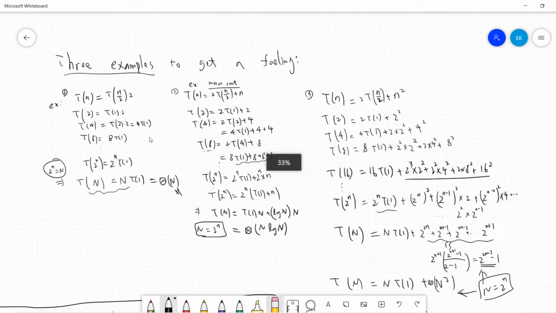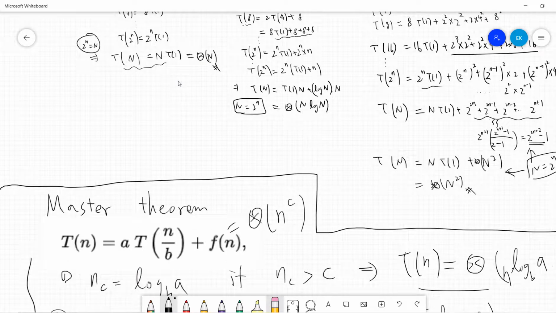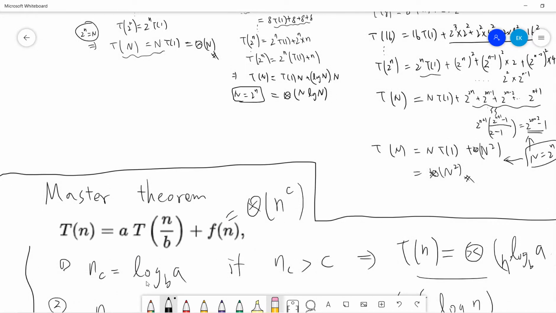Okay, so the first example is stupid. T(n) is just 2T(n/2), so T(2) is just 2T(1), right? T(4) is just 2T(2), so it's 4T(1). T(8) is 8T(1). Okay, so T(2^n) is 2^n T(1). So I let 2^n be capital N, so it's T(N) equals N T(1). So T(1) is a constant, right? So it's theta n.